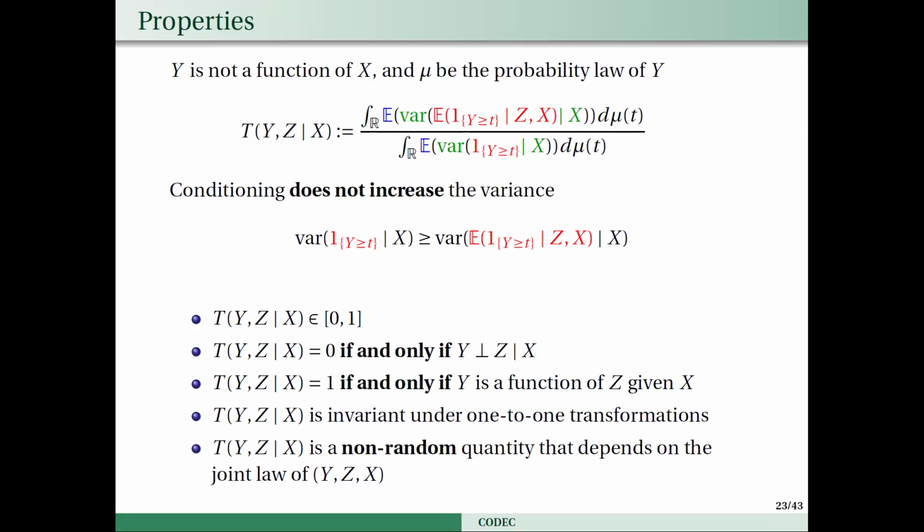Again, with the properties of conditioning, we can see that we have this boundedness property with the two ends having the same meaning, in the sense that my measure this time is equal to 0 if and only if I have conditional independence, and it is equal to 1 if and only if y is a function of z given x. Again, I have invariance under one-to-one transformations. And as you mentioned, our measure is non-random, so it's deterministic. All the randomness has been killed.